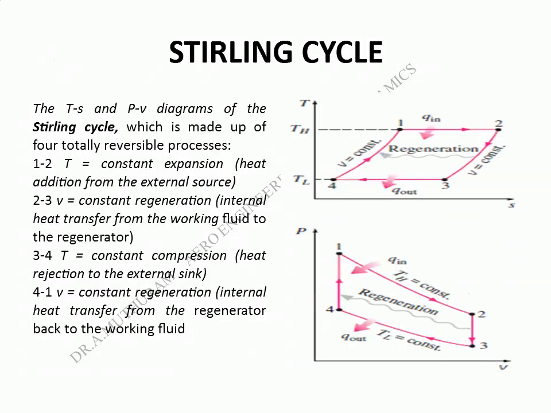Stirling cycle. The T-S and P-V diagrams of the Stirling cycle, which is made up of four totally reversible processes. 1 to 2, T equals constant expansion, heat addition from the external source. 2 to 3, V equals constant regeneration, internal heat transfer from the working fluid to the regenerator. 3 to 4, T equals constant compression, heat rejection to the external sink. 4 to 1, V equals constant regeneration, internal heat transfer from the regenerator back to the working fluid.